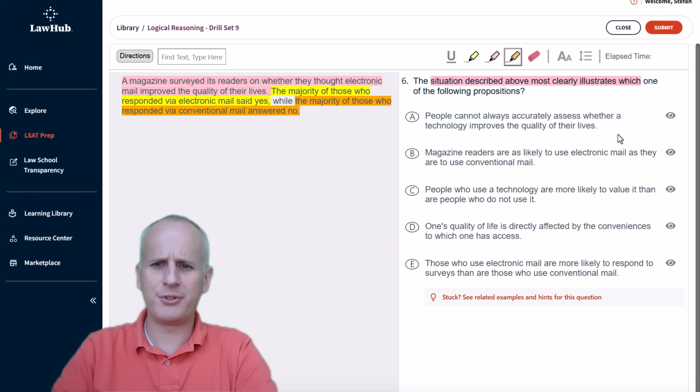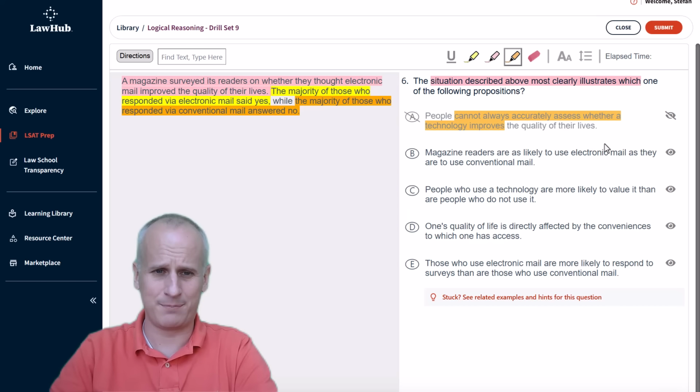So we'll start with choice A. People cannot always accurately assess whether a technology improves the quality of their lives. Are we saying that these people don't know their own response? No, not at all. Choice A would need a whole lot of additional information to say that's what's being illustrated on the left. Then choice B, magazine readers are as likely to use electronic mail as they are to use conventional mail. We didn't get any information regarding the size of these populations, so choice B would need additional information as well.